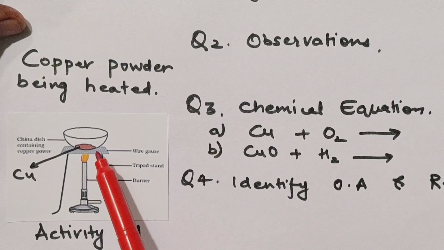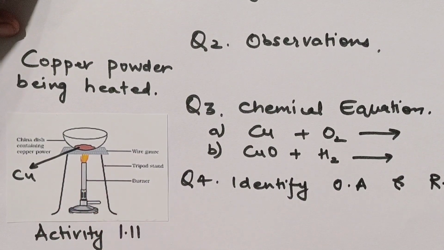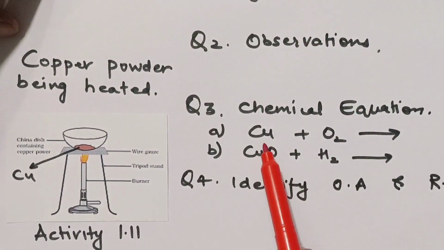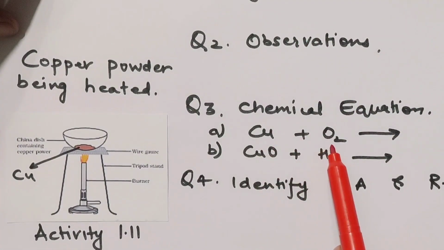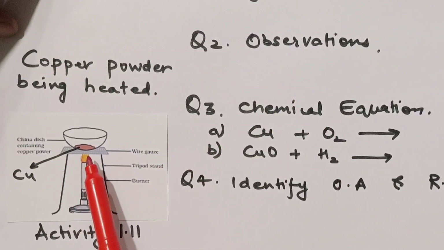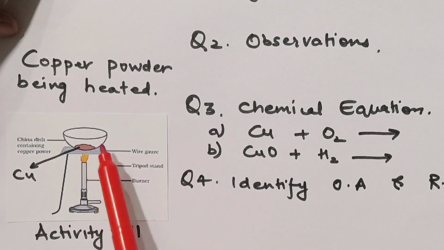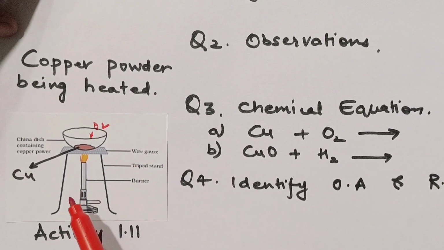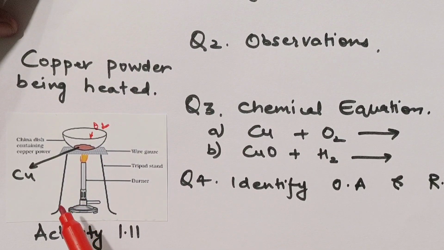We are heating it. It might imply that it's a displacement reaction, but it's not. Here, what happens is that copper combines with the oxygen in air. So even though it appears to be just one reactant, there's actually another reactant present in air, very much like when magnesium combined with oxygen.